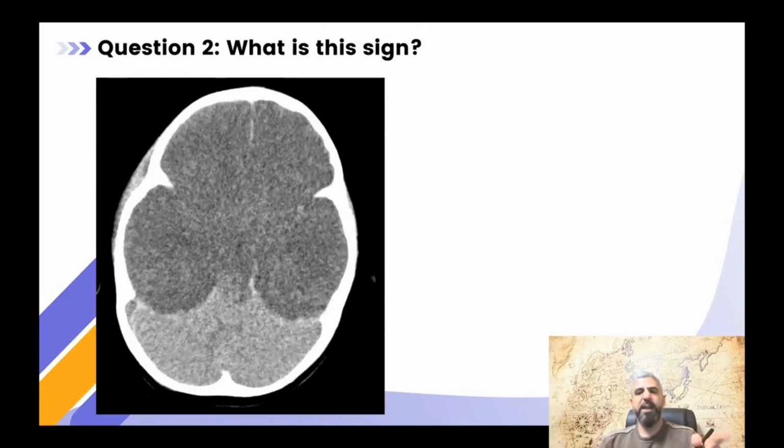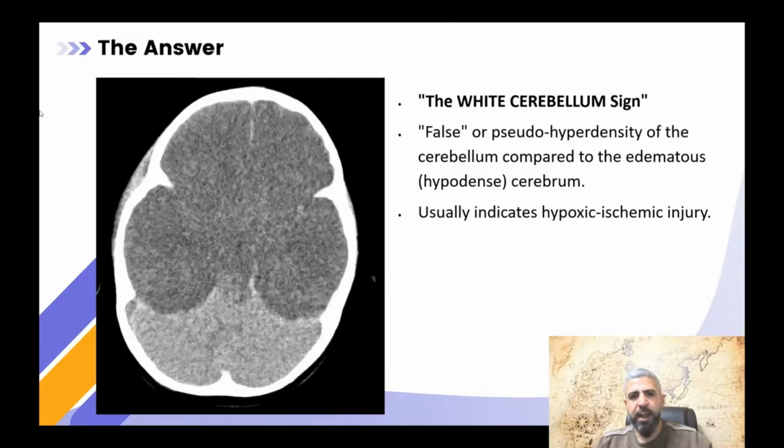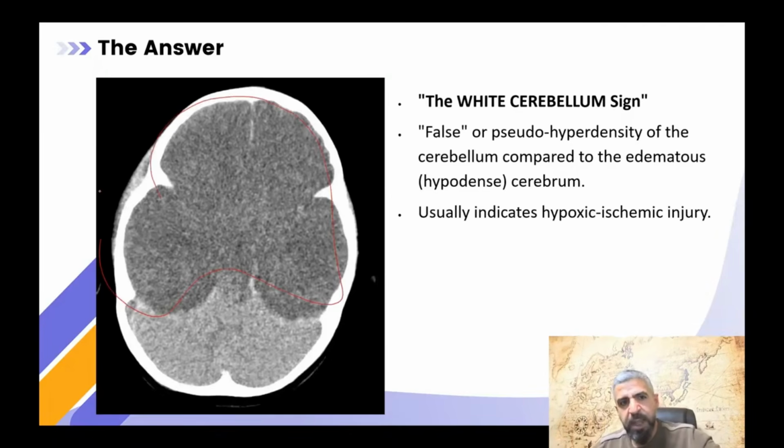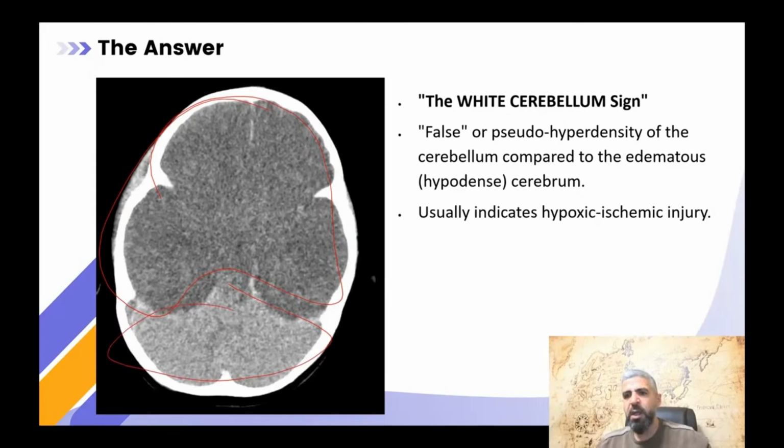This is a fatal finding. You have to know it. The patient will die. This is the white cerebellum sign. This is a false or pseudo hyperdensity of the cerebellum when compared to the hypodense cerebrum. The cerebrum is the hypodense one. The cerebellum is good, okay?